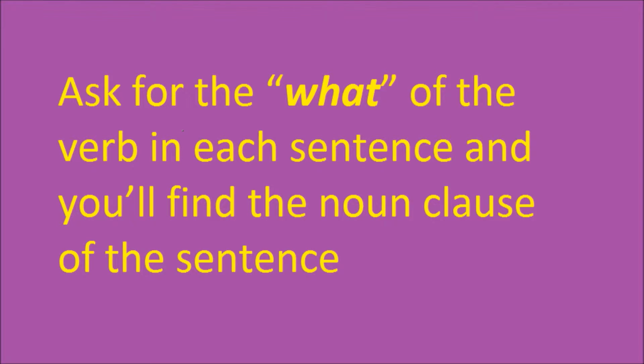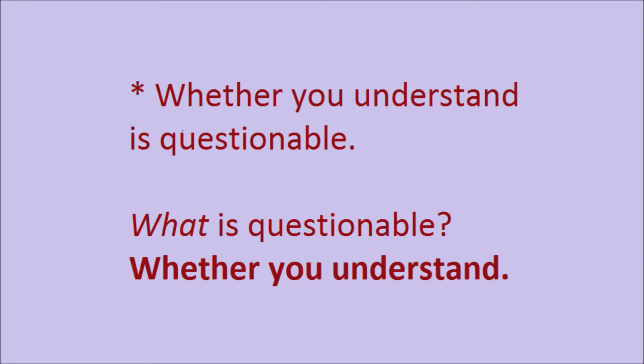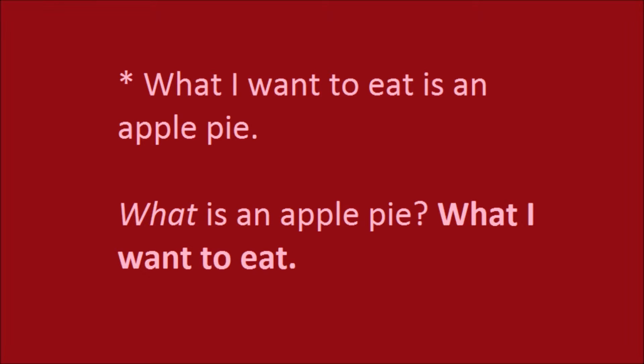Now, ask for the what of the verb in each sentence and you'll find the noun clause of the sentence. In the sentence, that Joe has got a good sense of humor is obvious. What is obvious? That Joe has got a good sense of humor. Now the second sentence. Whether you understand is questionable. What is questionable? Whether you understand. And finally, what I want to eat is an apple pie. What is an apple pie? What I want to eat.